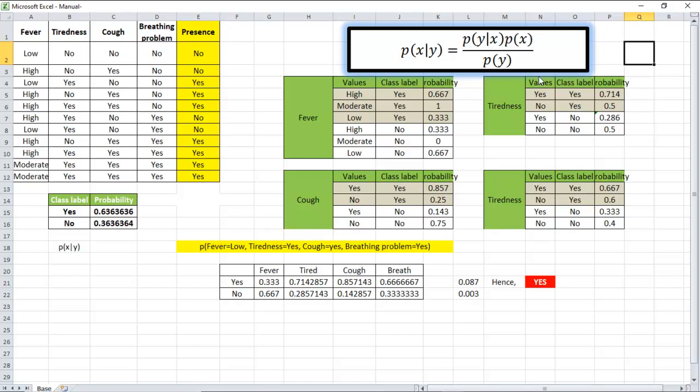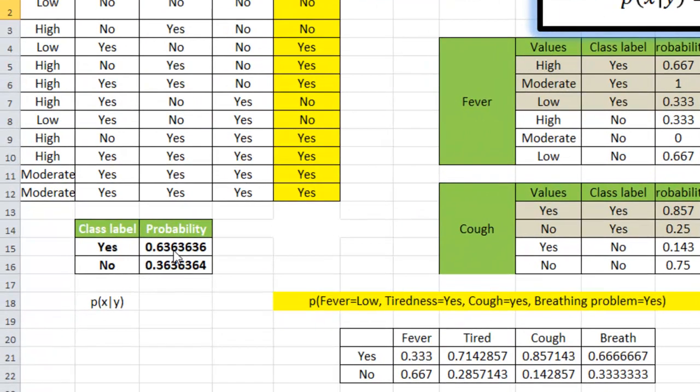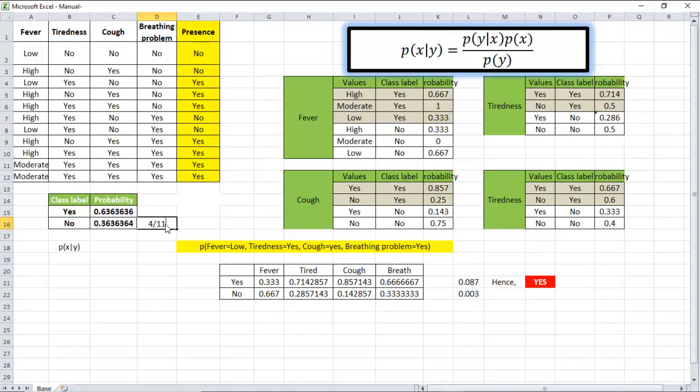Now let's see how P of X gets calculated. Looking at the class label, you have only two values, yes or no. How many yes are there? 7 patients are infected with the virus, so it is 7 divided by 11. 4 are not infected with the virus, hence it is 4 divided by 11. Coming to each attribute, let's take every attribute separately. I'll explain fever; similar cases apply for tiredness, cough, and breathing problem.